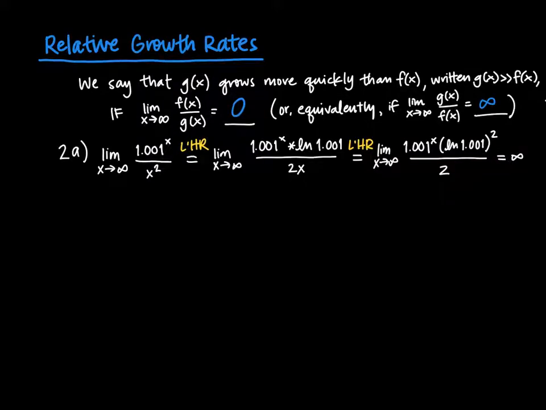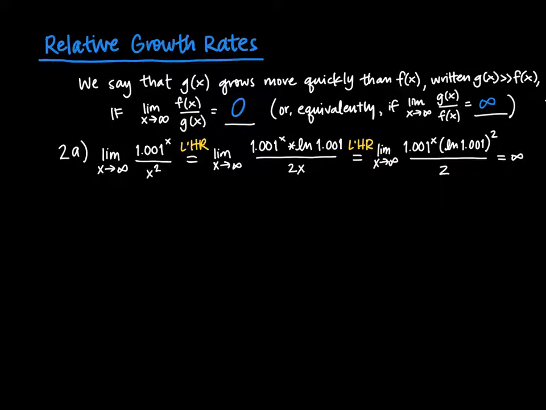In the process of taking this limit, we actually encounter two indeterminate forms. The very original one that we start with, 1.001 to the x over x squared, that's an infinity over infinity indeterminate form. And even after taking L'Hopital's rule once, we end up with another indeterminate form here. Notice also that this is some positive number.